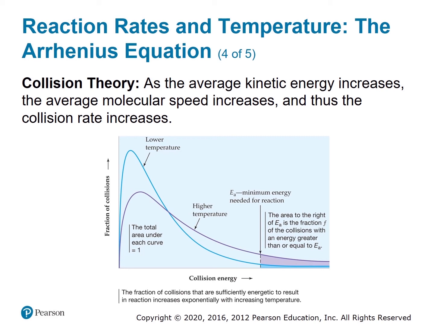On this graph, where the x-axis represents collision energy, we can see the point labeled as the activation energy, corresponding to the minimum energy needed for a reaction to occur when two molecules collide. The area to the right of this point represents the fraction of molecular collisions with enough energy for this to occur. The purple curve represents the distribution of molecular kinetic energies for a higher temperature sample versus the blue curve representing the same for a low temperature sample. The area to the right of the activation energy is larger for the purple curve, meaning that collisions between the molecules are more likely to cause a reaction when the molecules are higher in temperature.